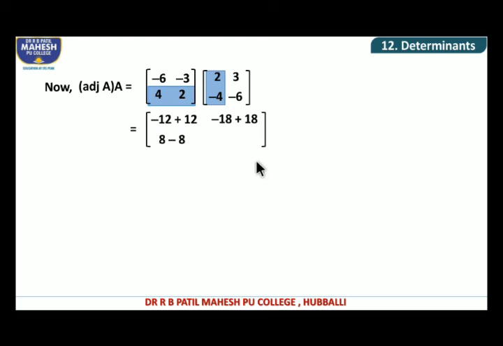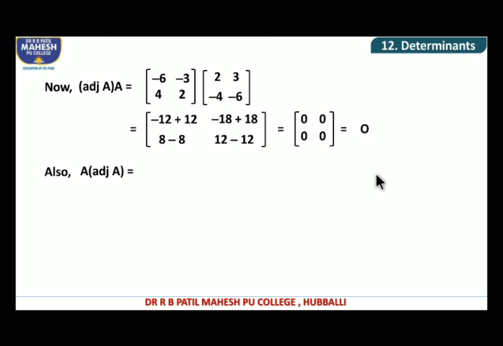So 8 minus 8 is 0. And next we multiply the second row and second column. We have 4 into 3 is 12 and 2 into minus 6 is minus 12. Therefore, by simplification, we get 0, 0, 0, 0. So this is the value of adjoint of A into A, and we can write it as O, which is the 0 matrix.